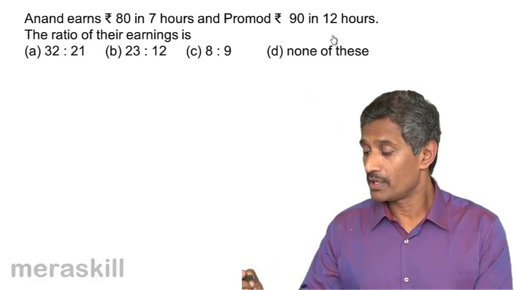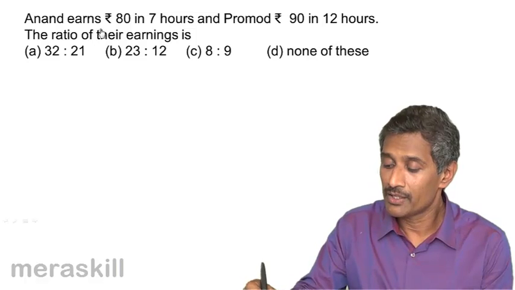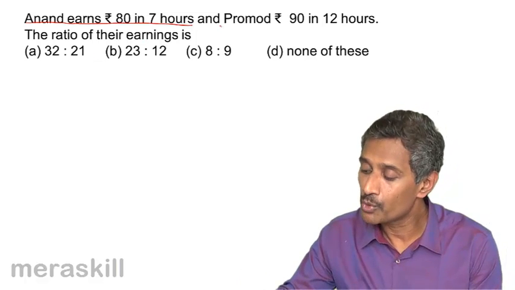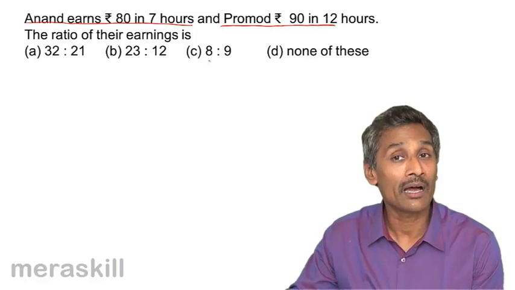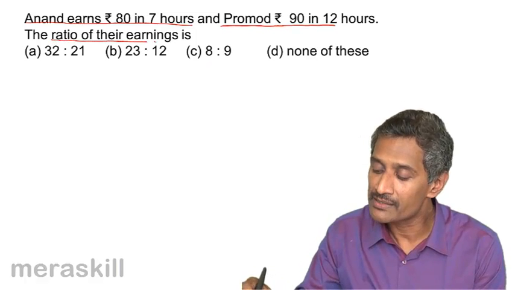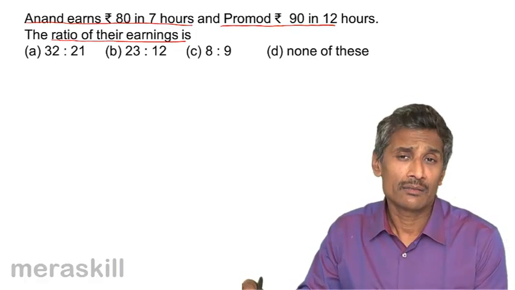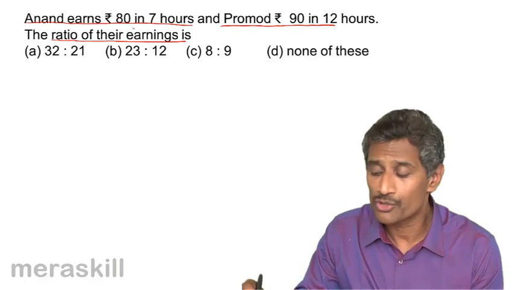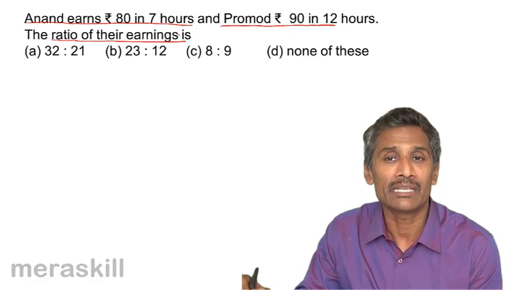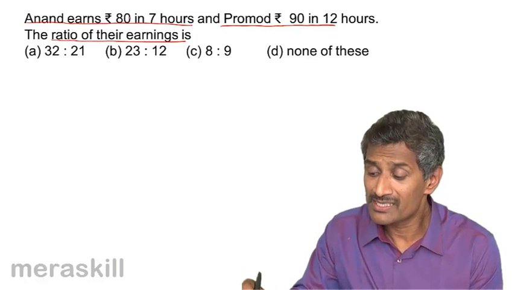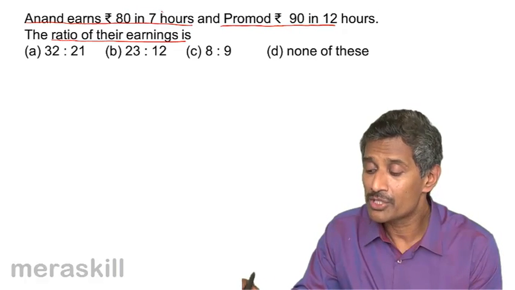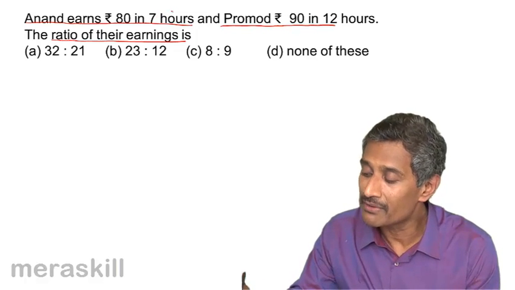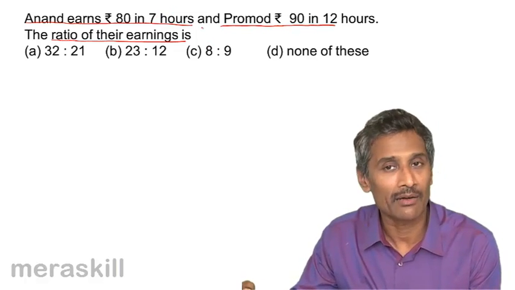Okay, now here we have a case wherein Anand earns rupees 80 in 7 hours and Pramod earns rupees 90 in 12 hours. The ratio of their earnings is what? Now if you choose to confuse yourself, you could get confused. But here, when you're talking about the ratio of the earnings, it means the ratio of their earning capacity per hour. So if it is 80 in 7 hours, how much could it be in 1 hour? Or how much could it be in 7 into 12, 84 hours? What will be their earnings?